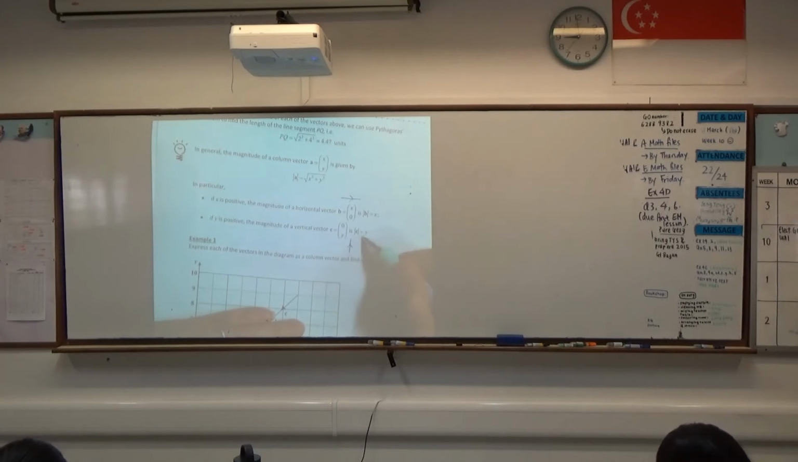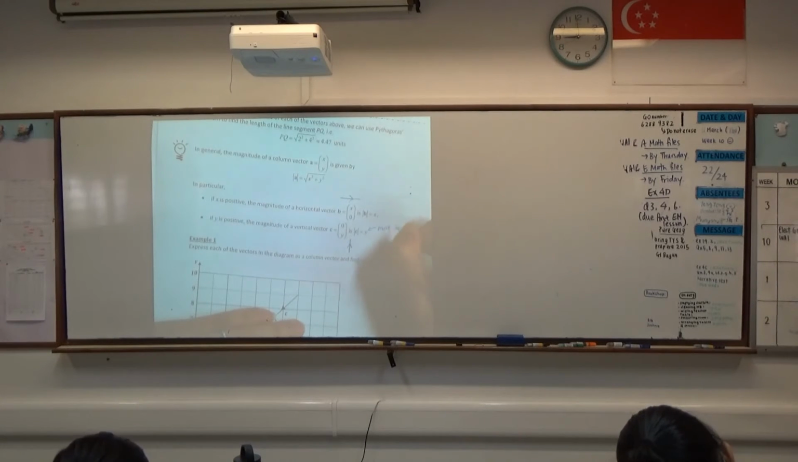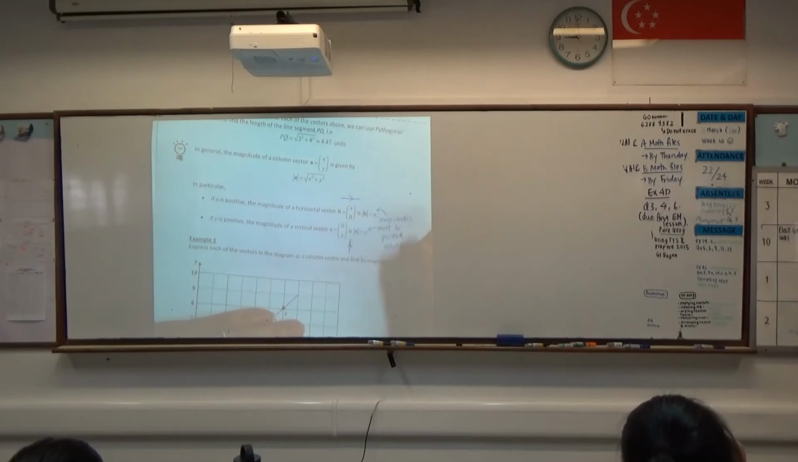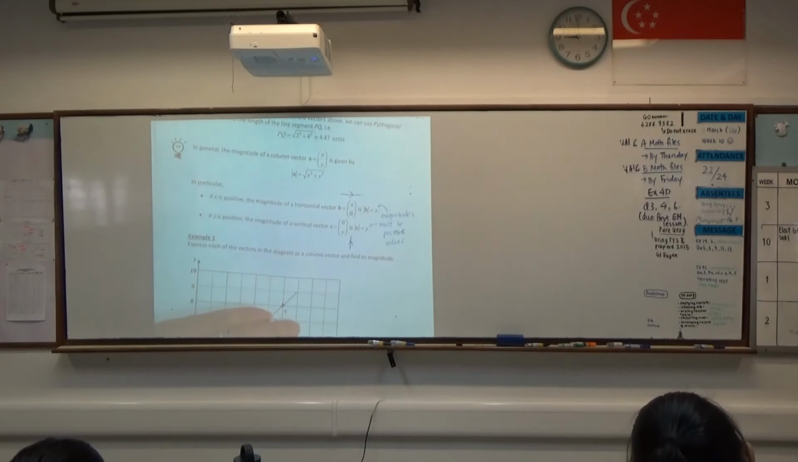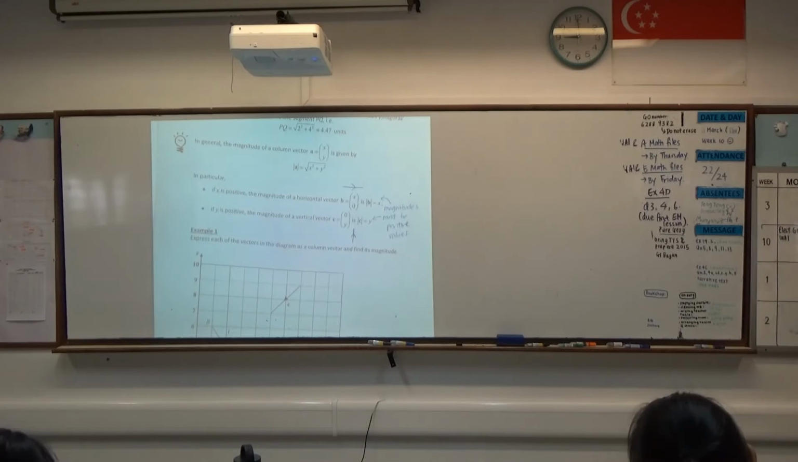But it must always be a positive value because it is a magnitude. So magnitudes must be positive values. You just relate it to the idea of length. Length itself can never be negative. Therefore, it should always be positive.